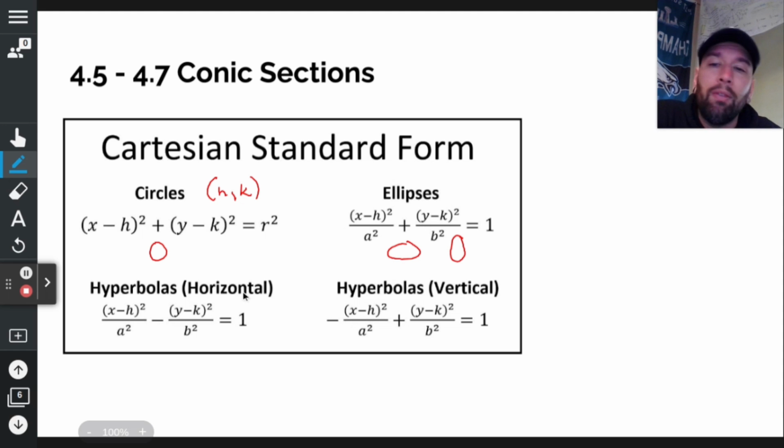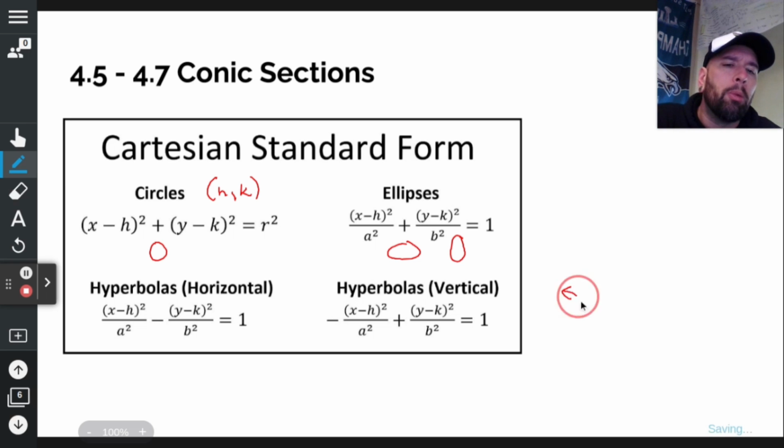Okay, in all of these ellipse and hyperbola cases, ellipses and hyperbolas look exactly the same until you get to this part right here, where with ellipses you add and with hyperbolas you subtract. One of the main fractions, rather. So it all depends.